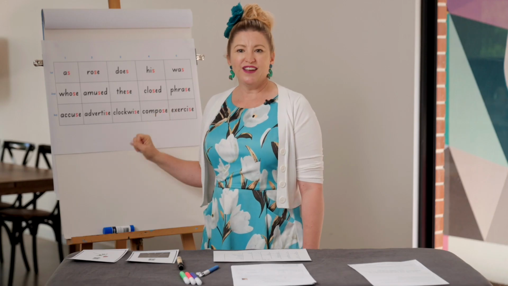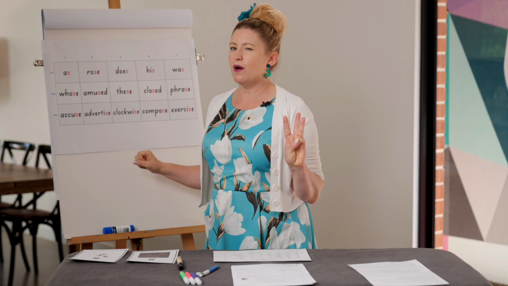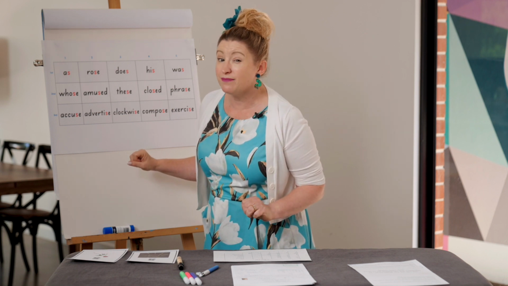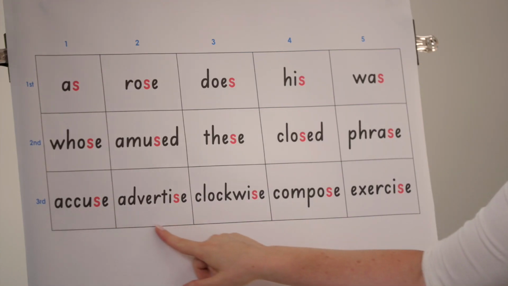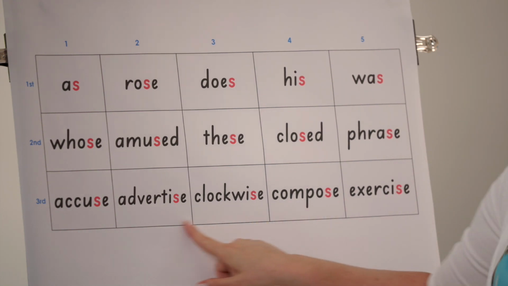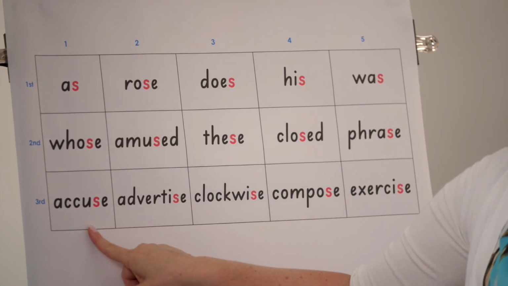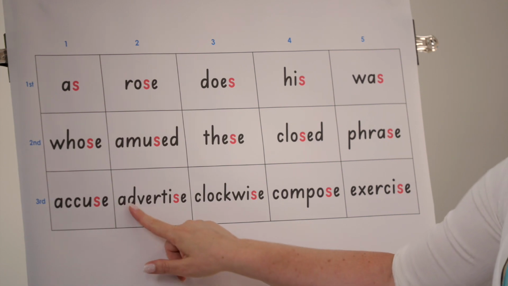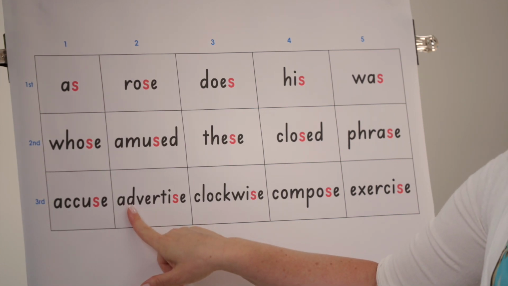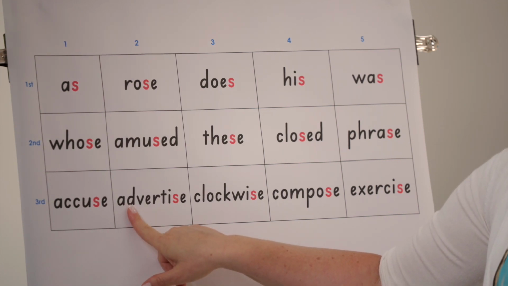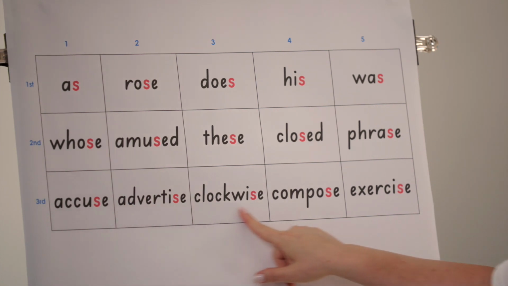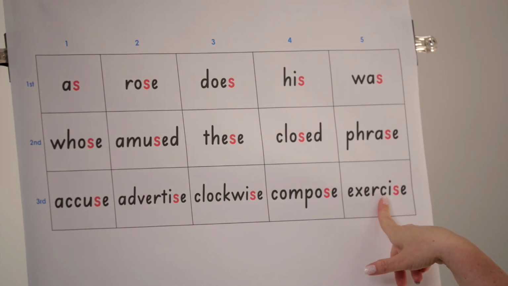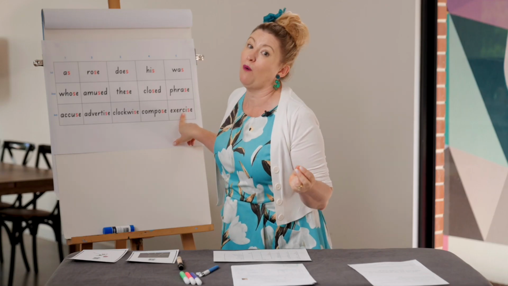In the third row, can you find a 3-syllable word? There might be more than one. Have a look. What did you find? Did you get advertise, 3 syllables, or you might have picked exercise, also 3 syllables. You might have got both of them. Well done if you did.